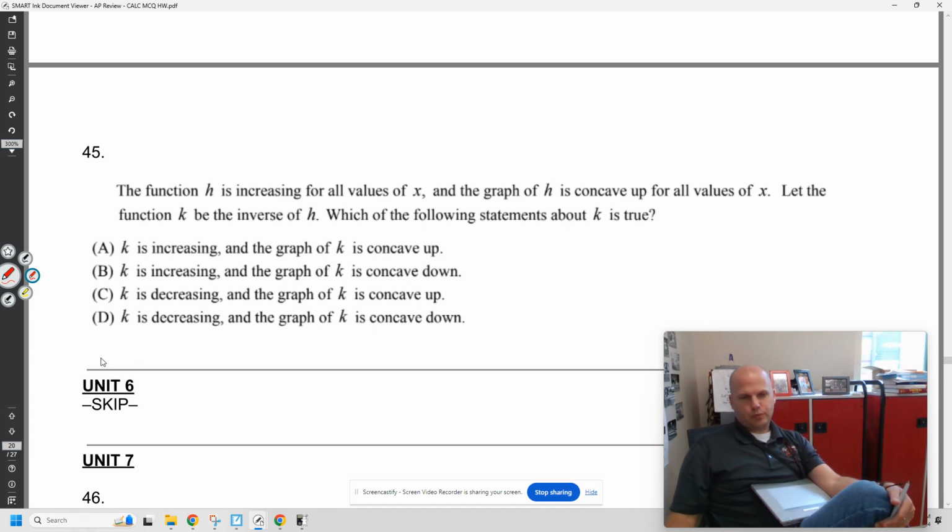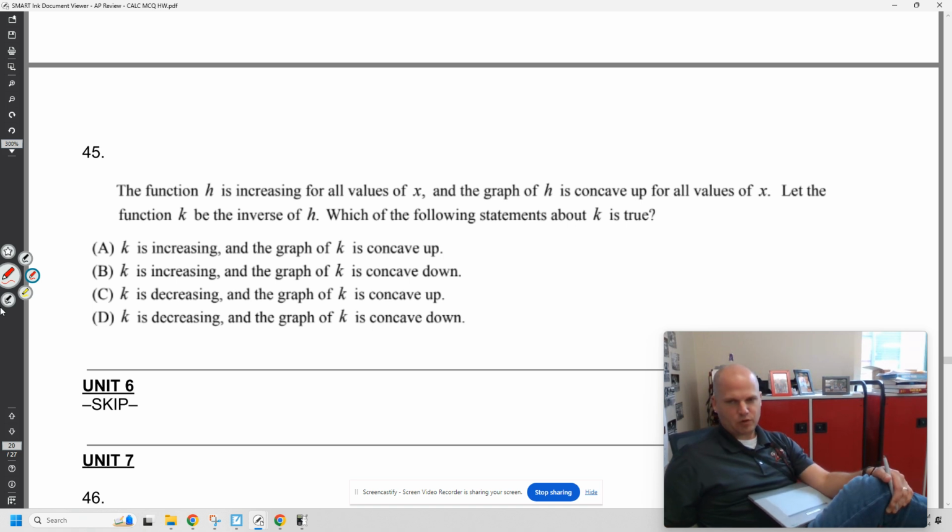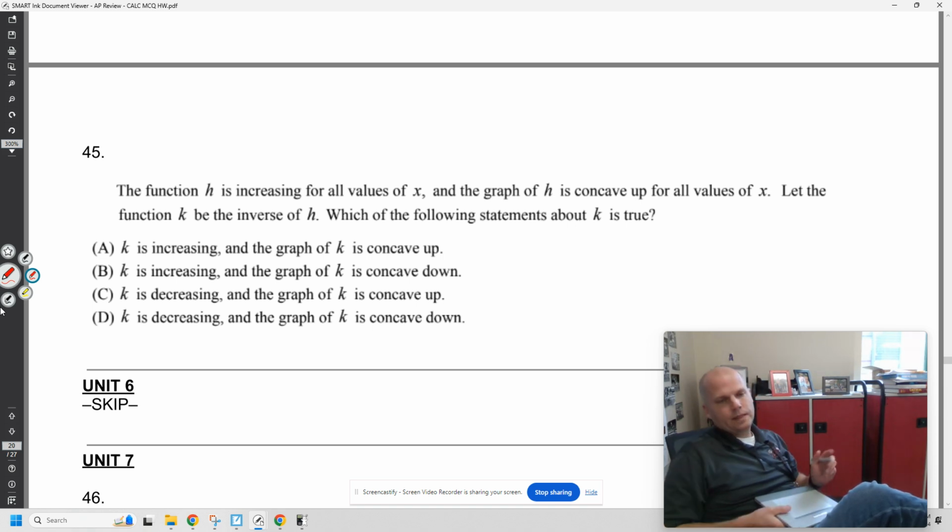So I'm just prefacing this. Unit 6 we're skipping. Why? A lot of the solving and the trig stuff occurs on the free response. I talked to the other teachers and they're like, oh yeah, that's what's going to happen. So I don't really know the answer to this, just off the top of my head.